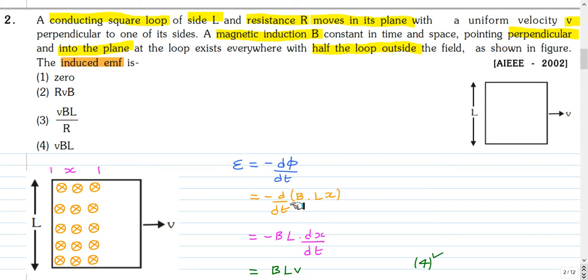B is constant, it doesn't change with time. L is also constant, so it will come out of the differential. So it's dx by dt, and as the loop keeps moving, the x will keep decreasing. So minus dx by dt is the velocity v. So from this we get the expression for induced EMF as BLv. Correct option is option 4.